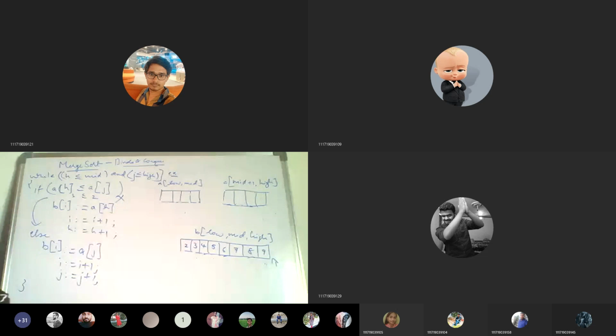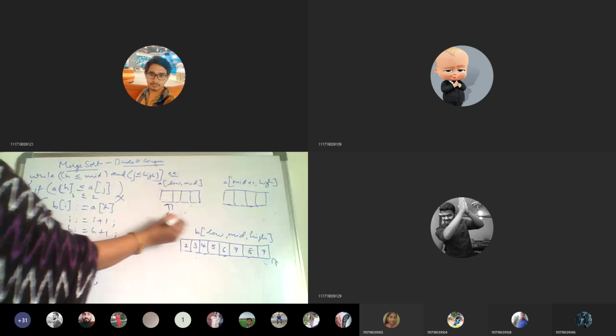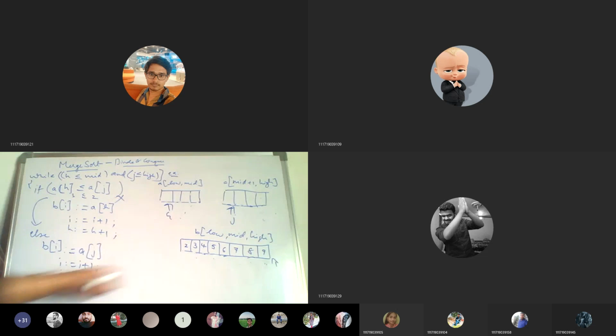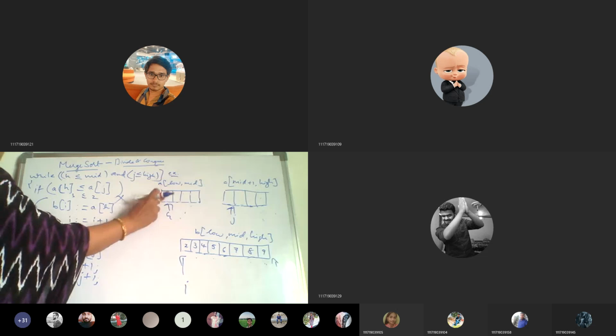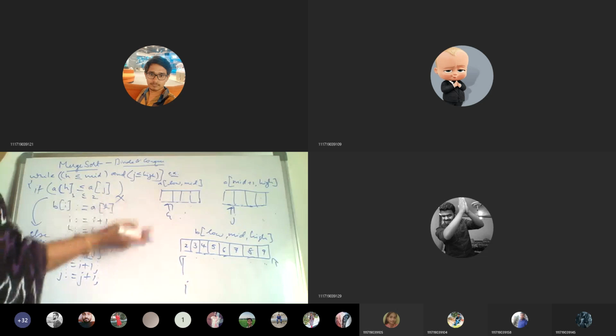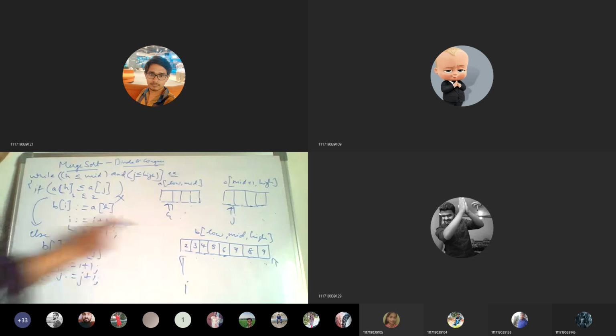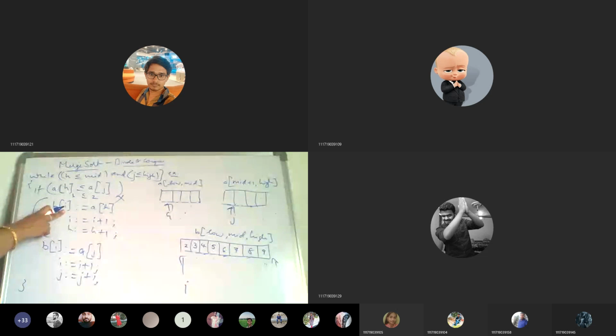So let's write the algorithm. Suppose I took this as H and this as J, and this pointer as I. You are going to compare the element of A of H with A of J. If A of H is less than A of J, whichever is smaller, that means A of H is the smaller value, so A of H will be copied into the B array, which is the output array.